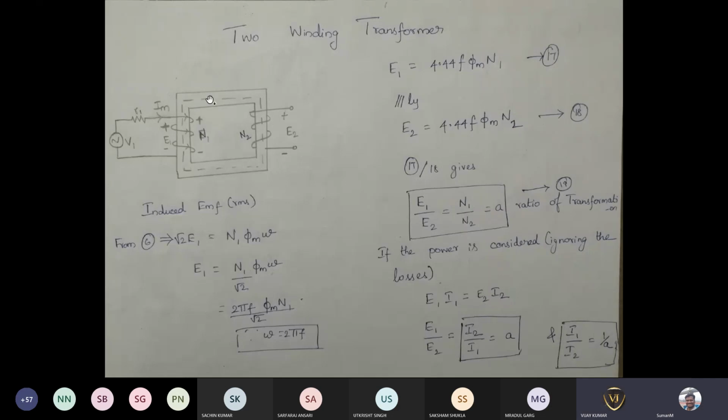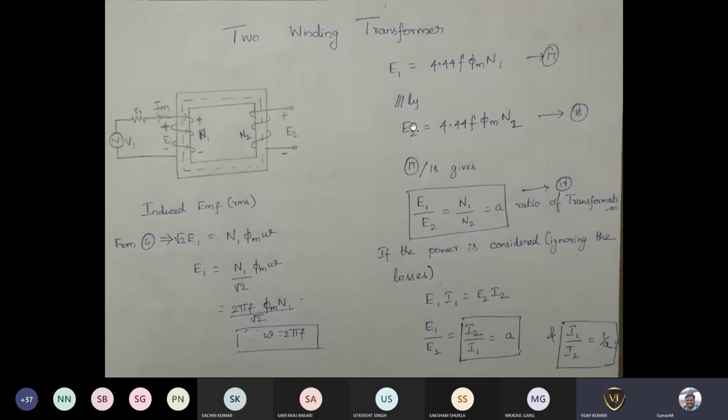You can see one thing, that the flux which is available here is linking both the primary and secondary. Since the same flux is linking both the primary and secondary, the induced EMF E1 and the induced EMF E2 both will be in phase with each other. The induced EMF E1 on the primary winding and the induced EMF E2 on the secondary winding will be in phase with each other, even though the magnitude may change because of the losses.